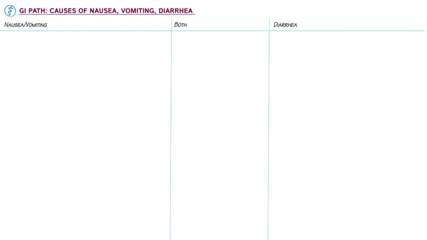Here we'll learn about key causes of nausea, vomiting, and diarrhea. In this tutorial, we'll give just a cursory description of each cause, but you can learn more about them in our notes. We'll begin with nausea and vomiting.